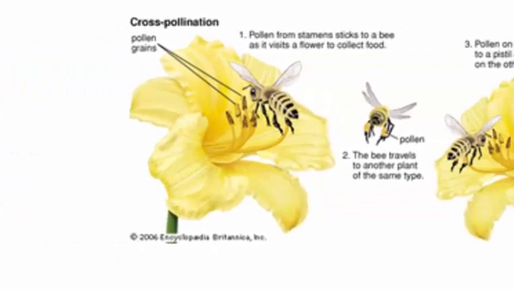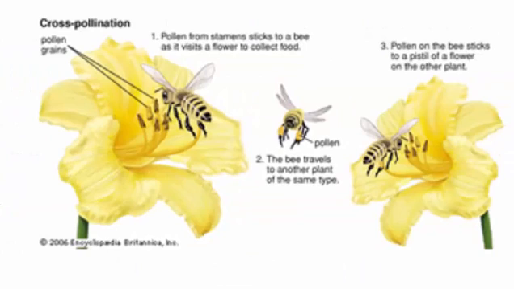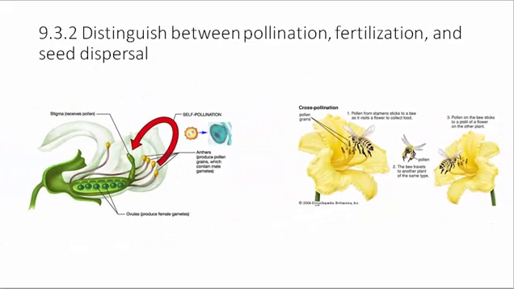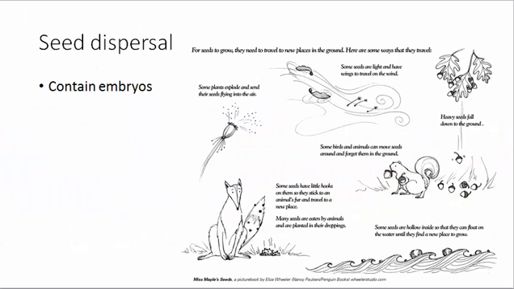And cross-pollination is this image on the right. Cross-pollination is the movement of the pollen from one plant to another plant. In this case, it's shown that it's happening via a bee that is feeding on 2 different flowers. So seed dispersal is the last part of that assessment statement. Remember, seeds contain embryos.